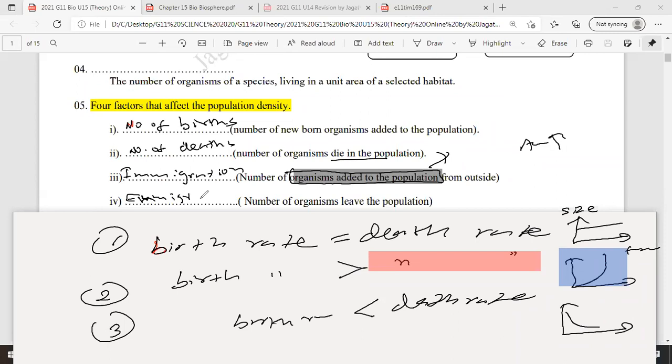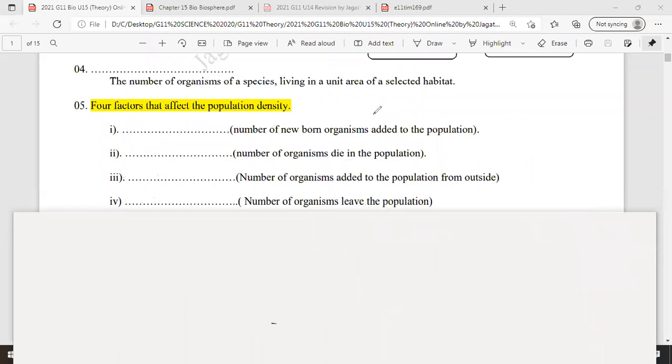Right. So these are the 4 main factors that affect the population density: birth rate, death rate, rate of immigration and rate of emigration. Emigration means people leave the population. Not death, but leaving the country. Many people are leaving Sri Lanka. Then that is about the factors affecting the population density.